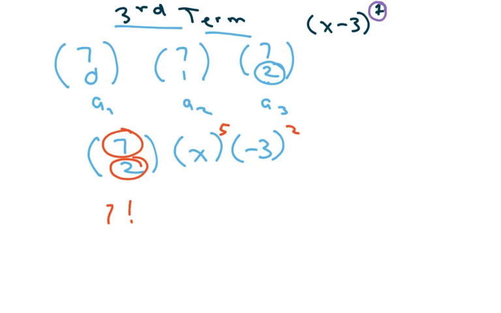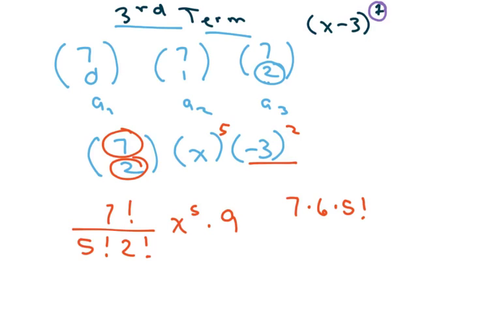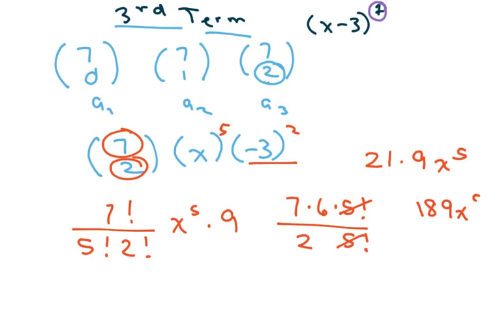So this is 7 factorial over 5 factorial times 2 factorial, x to the 5th, and I'm going to take care of that. That's 9. So what we have is 7 times 6 times 5 factorial over 5 factorial times 2. That cancels. 7 times 6 is 42, divided by 2 is 21. So you get 21 times 9 times x to the 5th. And 21 times 9 is going to be 189 x to the 5th. And that's your third term.